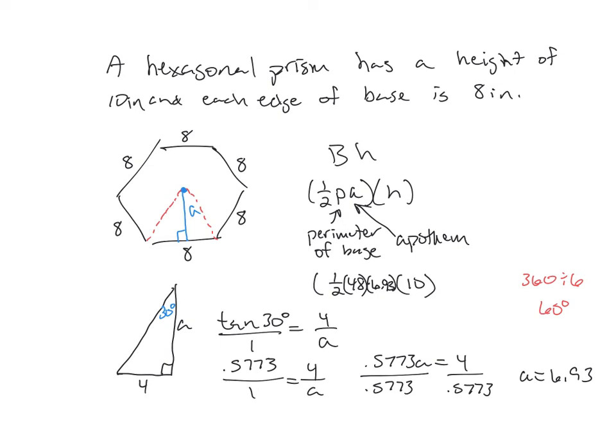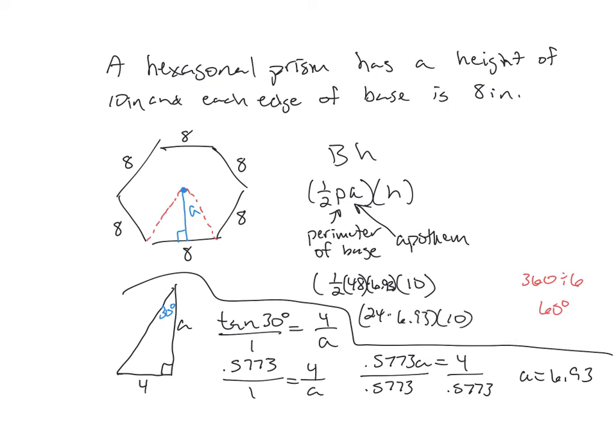Kind of should have left this part out a little bit, but okay, so I'm going to do half of 48 is 24 times 6.93. So 24 times 6.93, and then times 10. So then I finally get 1,663.2 inches cubed.